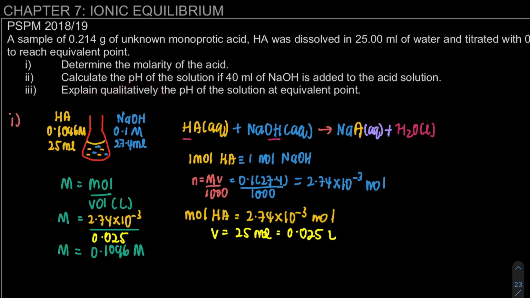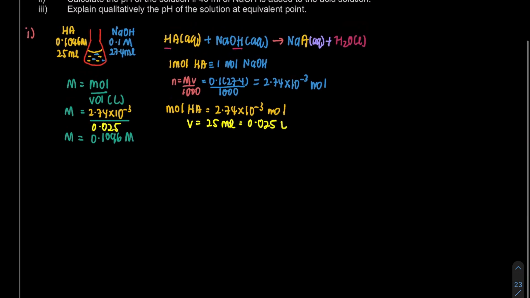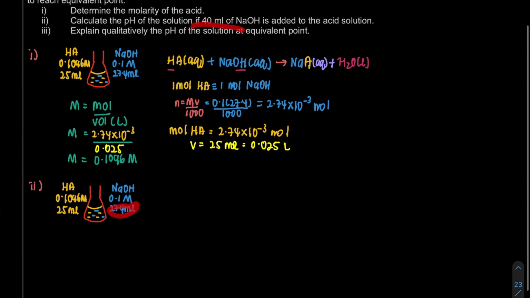Okay, so question number 2. Calculate the pH of the solution if 40 mL of the NaOH solution is added. This one has a longer calculation, so we're going to use this same information. Based on this information, we only have 27.4. This time around, it asks for 40 mL. So I'm just going to delete this one. It's not 27.4, it becomes 40 mL.